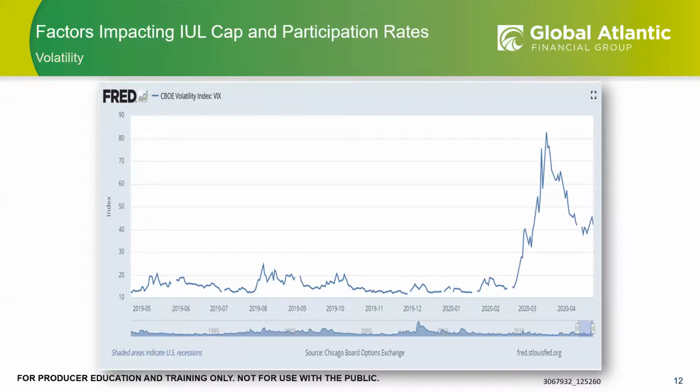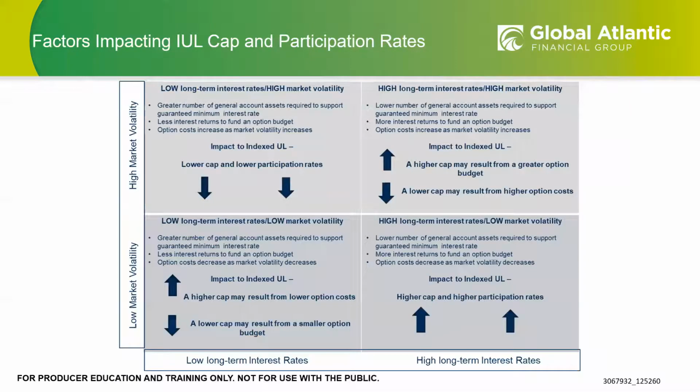These types of things also influence product design. When you think about index universal life, what impacts it and what to watch for, when you see high market volatility and low long-term interest rates, that's the toughest time for index universal life. Over on the right-hand side, high long-term interest rates and high market volatility could have a positive or a negative impact on index universal life caps and participation rates.